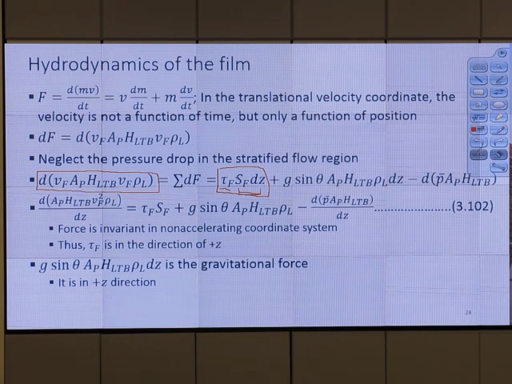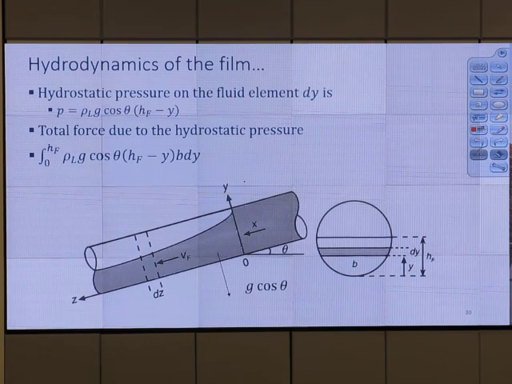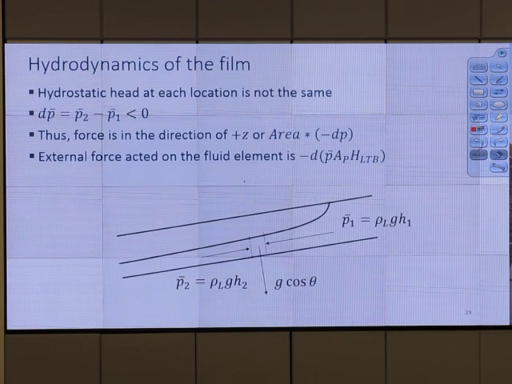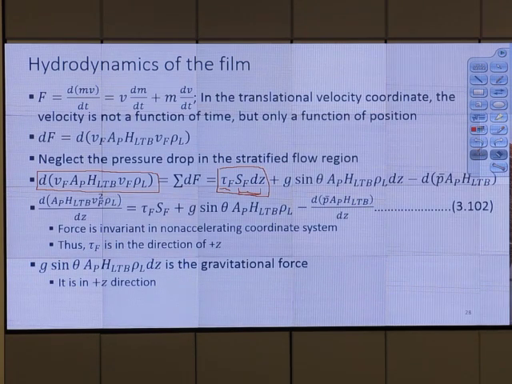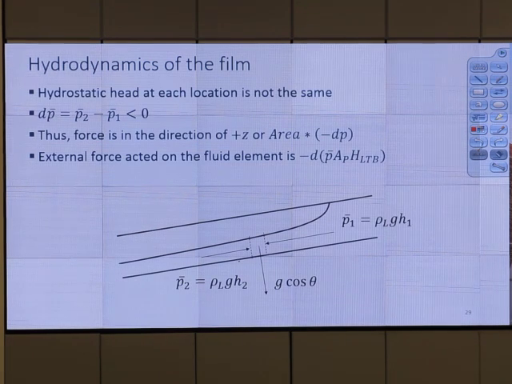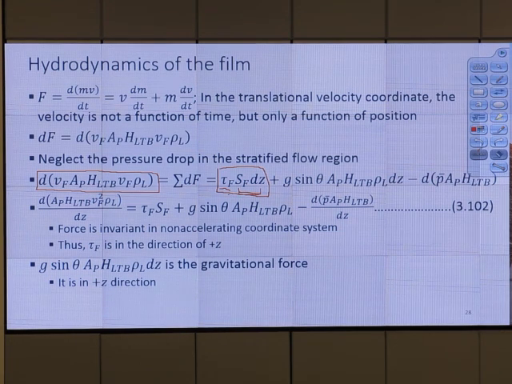Tau F. Where is tau F? Tau F, we'll put it here. So it's a tau on the film part, on the wall of this film. That is tau F. Okay. S_F is the curved section, the part of the pipe that touches the liquid phase. So this is friction from the film, and we have plus G sine theta AP HLTB rho dz.